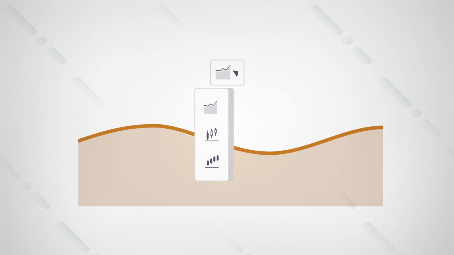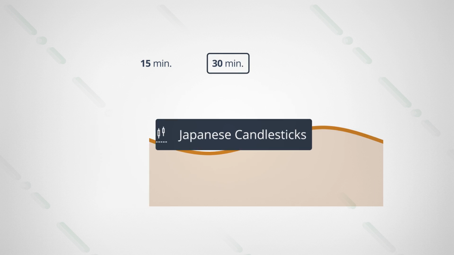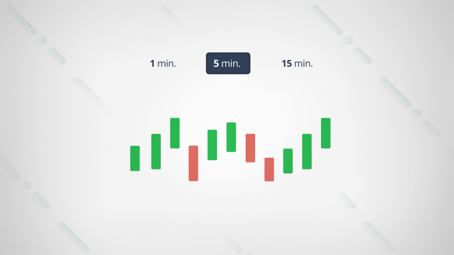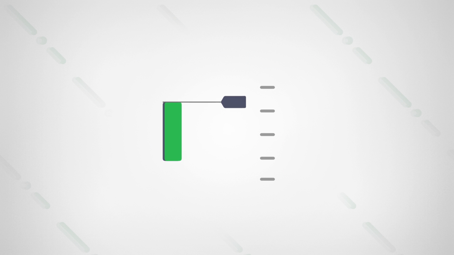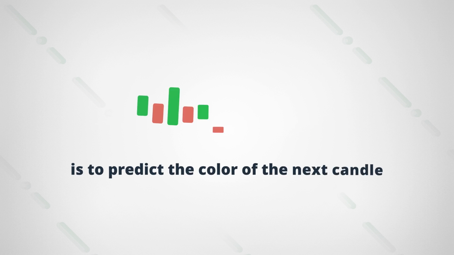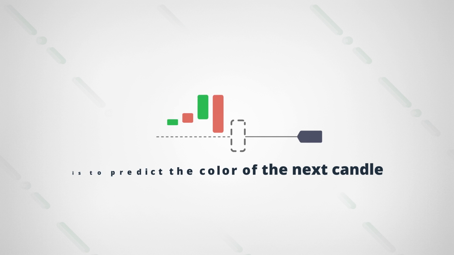Trading is based on the Japanese candlesticks chart. Each candlestick shows how the price for a given asset has changed over the selected time interval. If the candlestick is green, it means that the asset got more expensive. If it's red, it got cheaper. To earn income, you just have to predict the color of the next candle correctly.